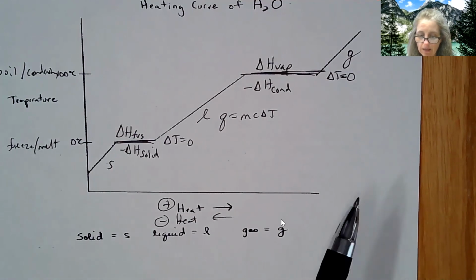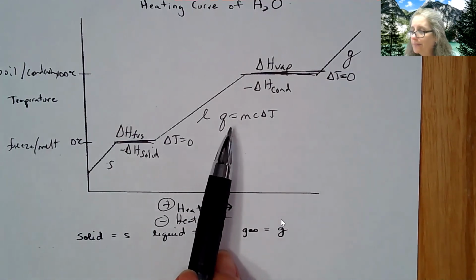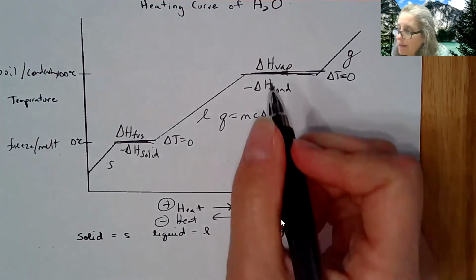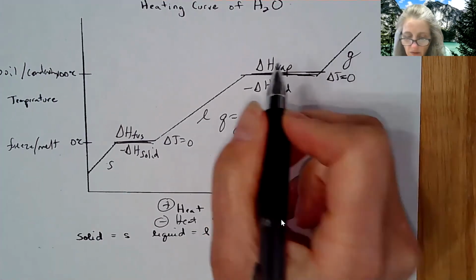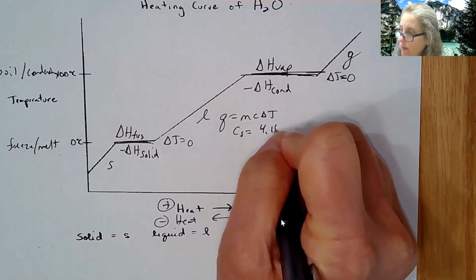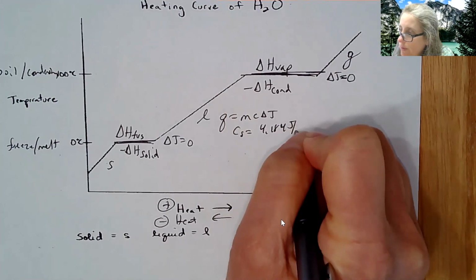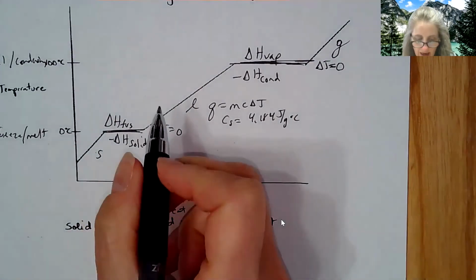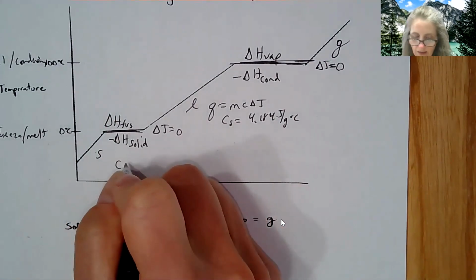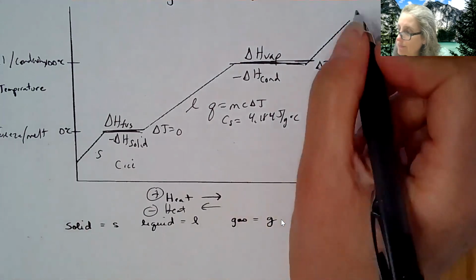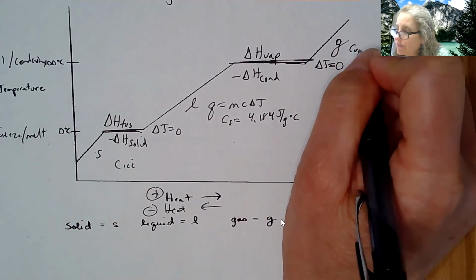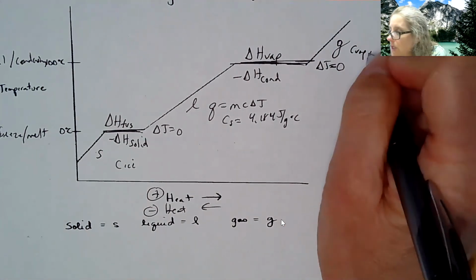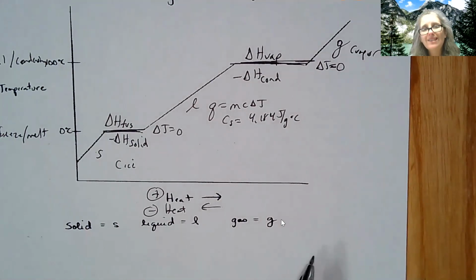Because I have different states of matter, I'm going to have different specific heats. The specific heat of water, of course, is 4.184 joules per gram degrees Celsius. But the specific heat of ice is going to be different versus the specific heat of vapor. So with this, we're going to do a series of calculations to understand this graph.